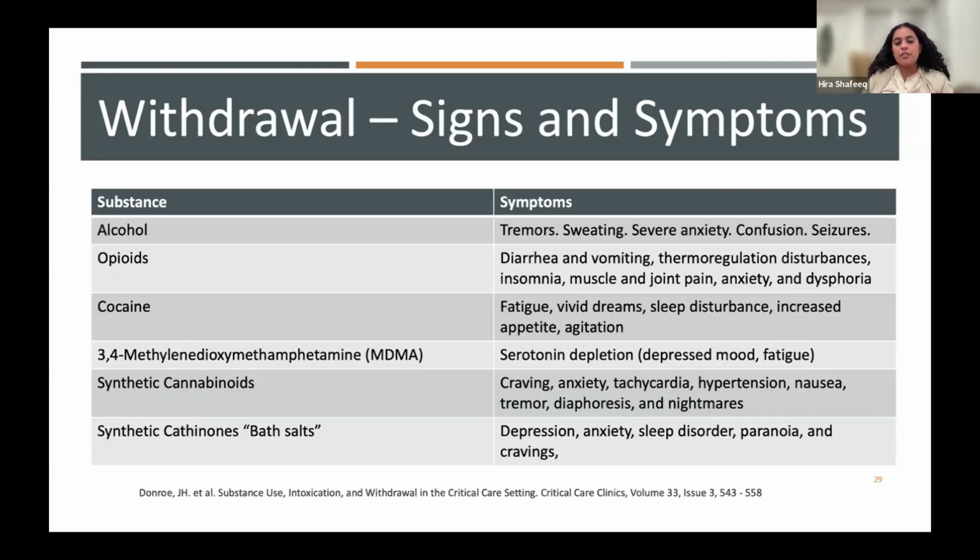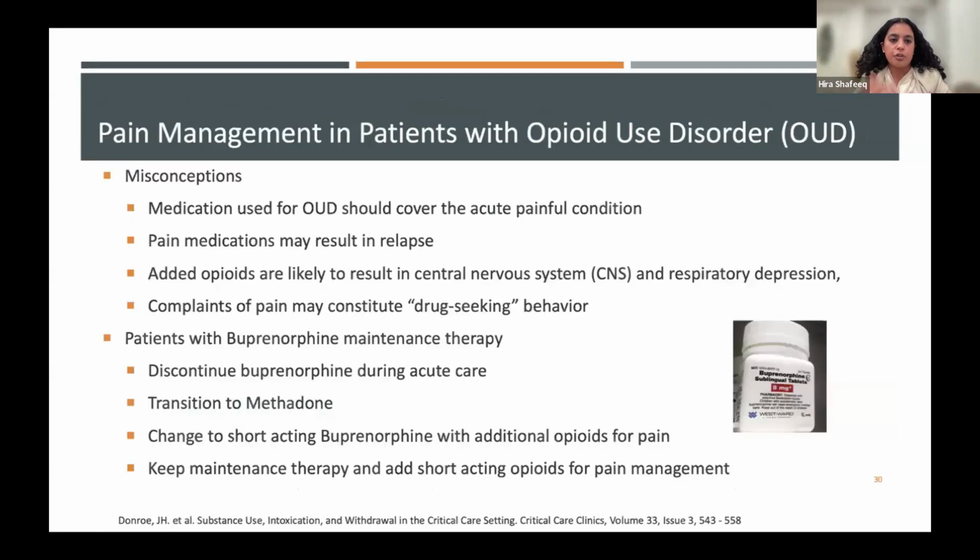Synthetic cannabinoids are different from regular cannabinoids in that they can have some anxiety, tachycardia, and hypertension. But a lot of times, most of these go undetected. Mostly you'll be able to detect either cocaine withdrawal or alcohol withdrawal, along with what opioid use disorder presents with. So we're going to go briefly into opioid use disorder and how to manage it.